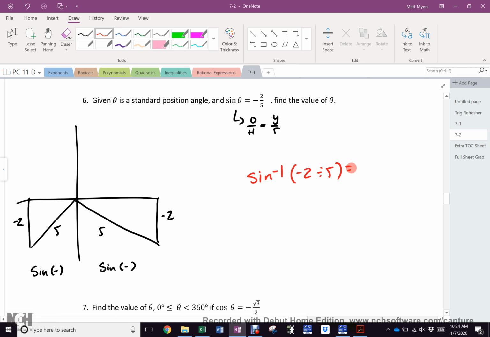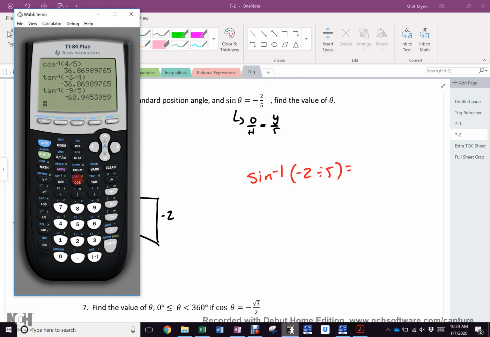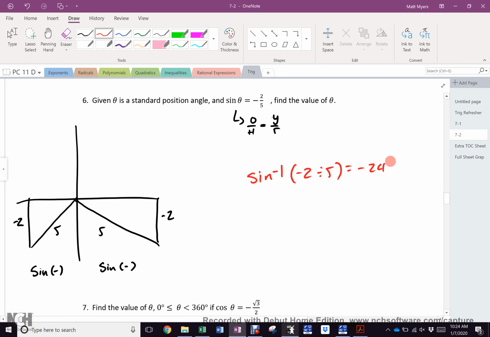Can't we? Okay. What does that give us when we do that on our calculator? Second function sine, negative 2 divided by 5. And what do we get? Negative 24. Now, unfortunately for us, unless we drew it, we don't know what that means, do we? But now that we've got it drawn, we do know what that means. Because we know that we're going to be dealing with reference angles, right? And there's the first one. So if this is 24, what's that?